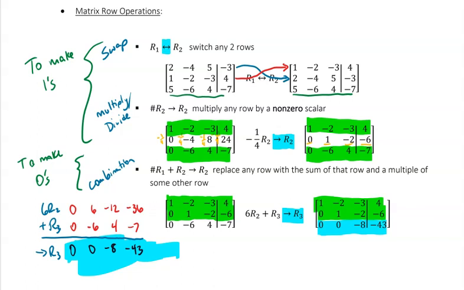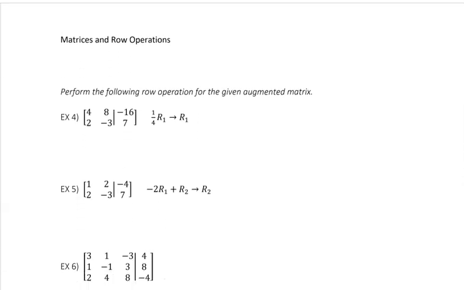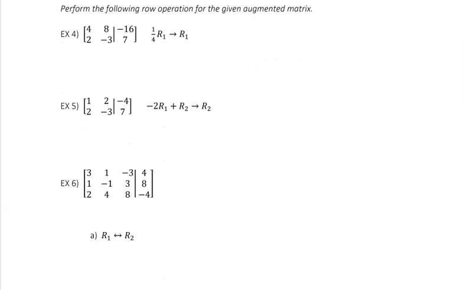All right, so let's go ahead and go through and try some examples of these different operations. Perform the following row operation for the given augmented matrix. For example 4, we have a 2 by 3 matrix, so a little smaller, starting easier. And we're going to do 1/4 row 1 replaces row 1. Remember, for the multiplication one, it just means that you multiply everything in that row by that number. So we're going to multiply all of these by 1/4.